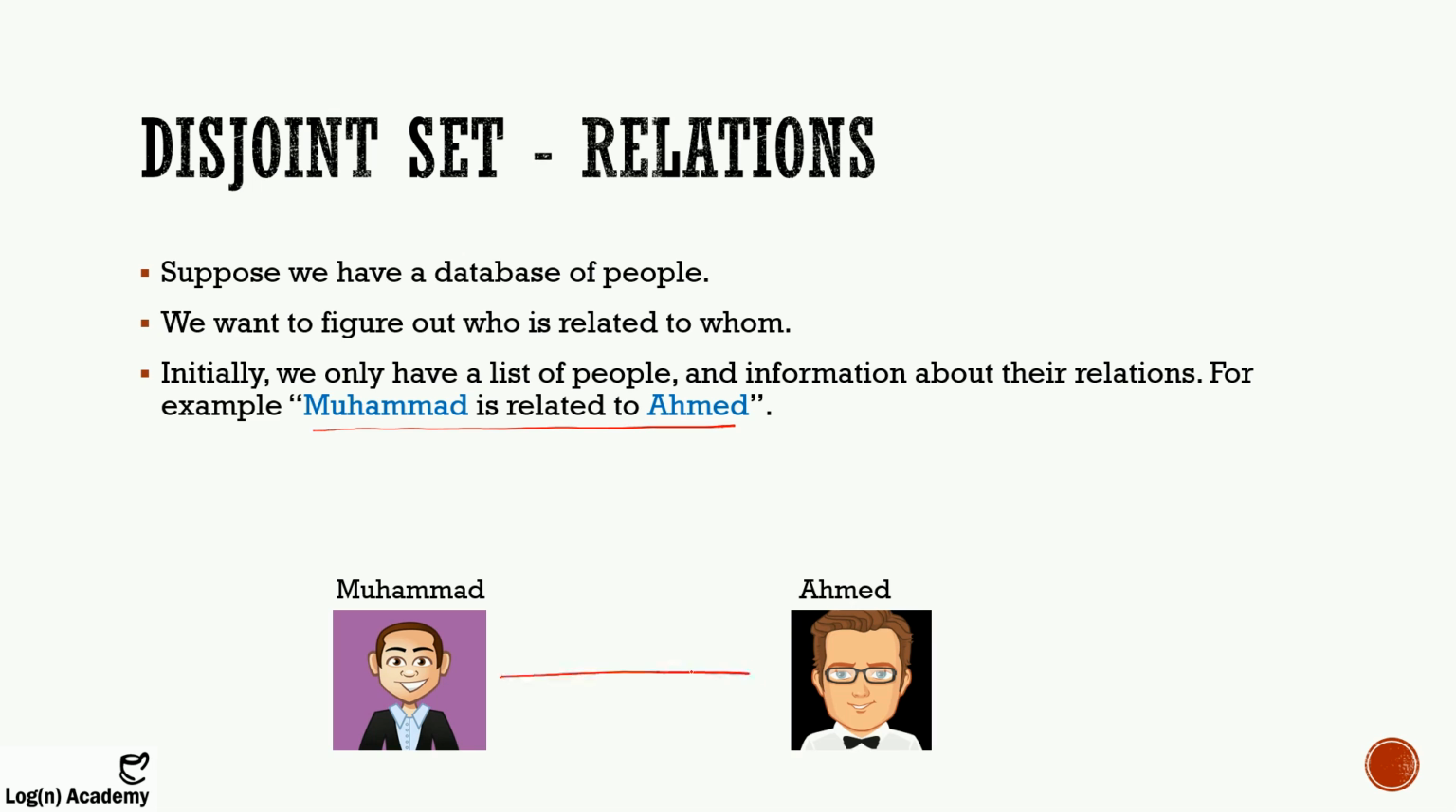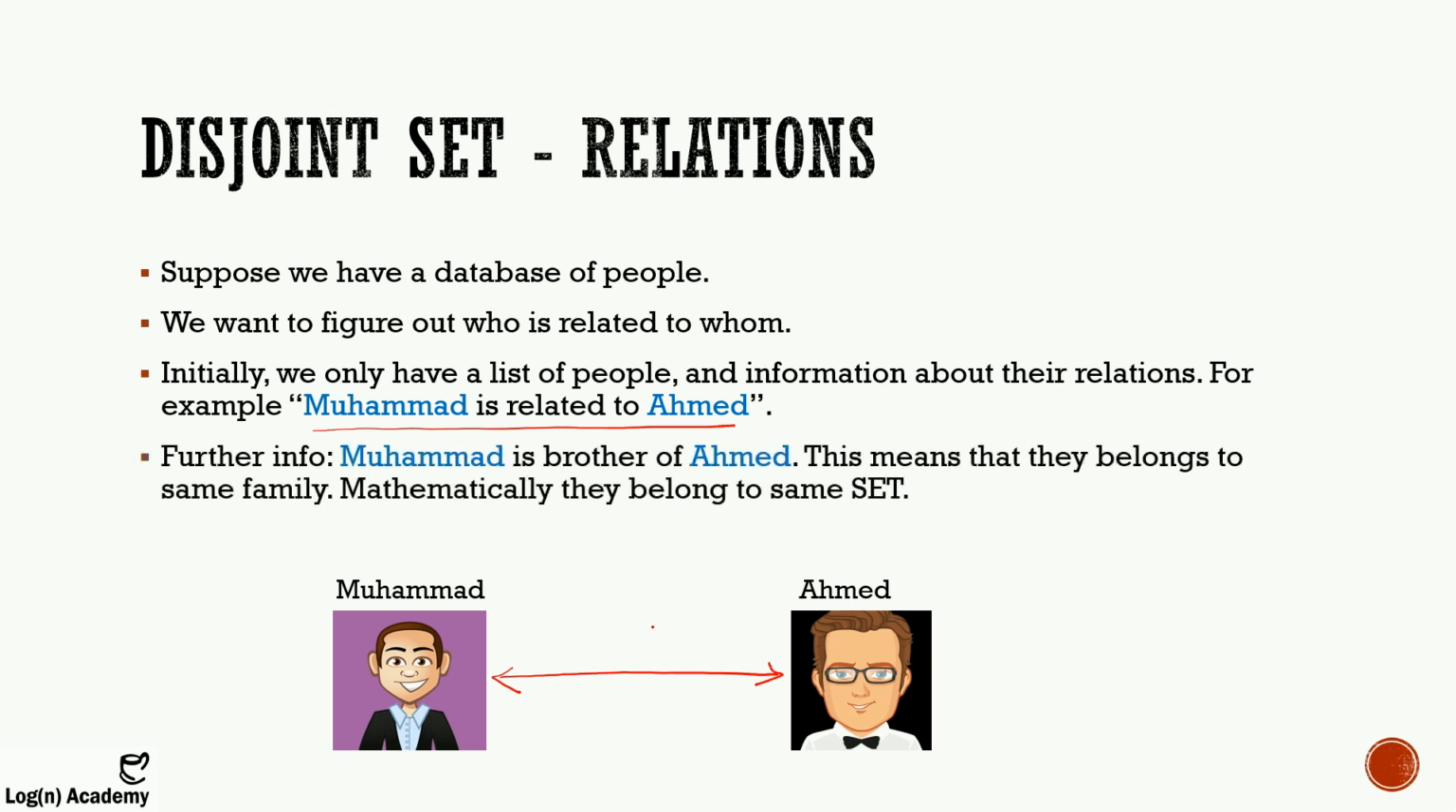So now we have a relation between them, but what kind of relation is it? Are they brothers? Are they colleagues? Are they cousins? What kind of relation is it? So we know that we have a relation between two persons, or you can say between two objects, but we still don't have much information about that.